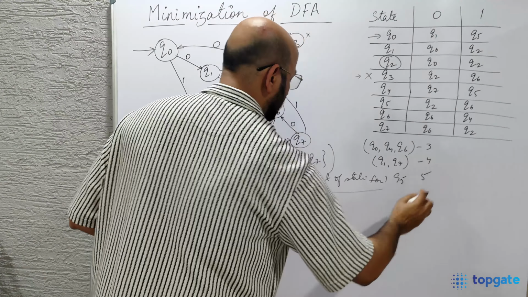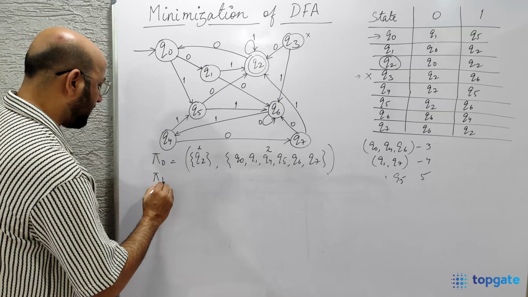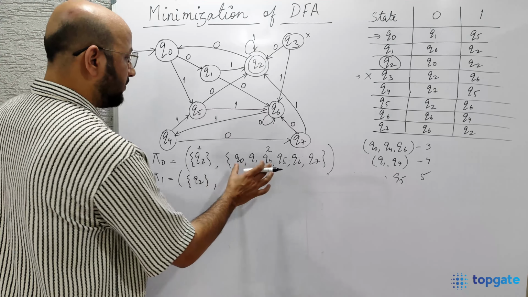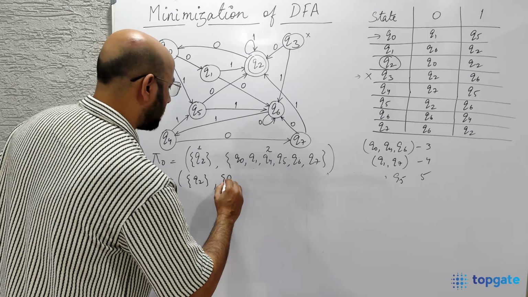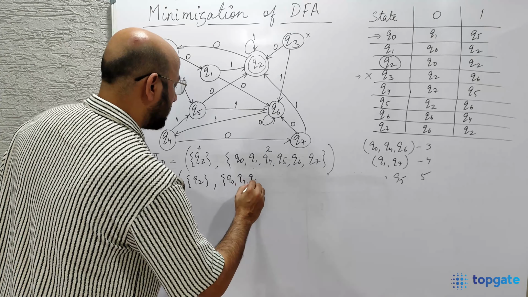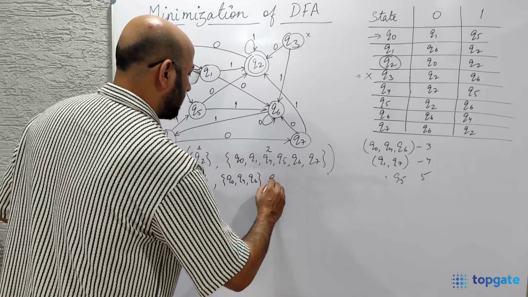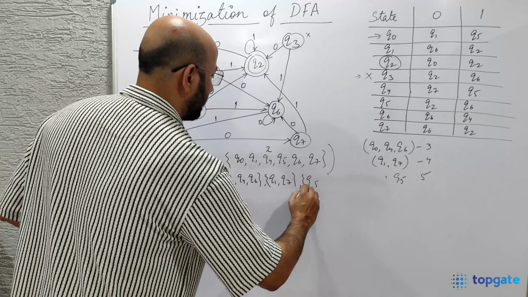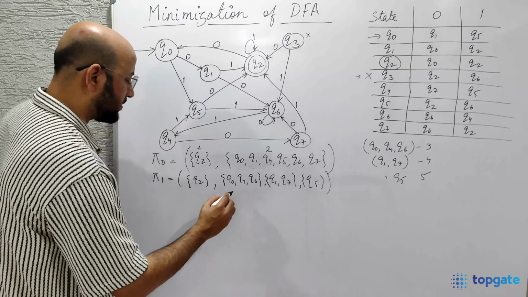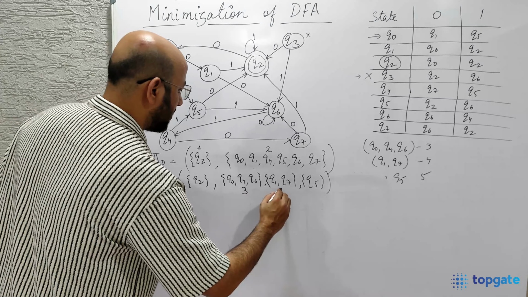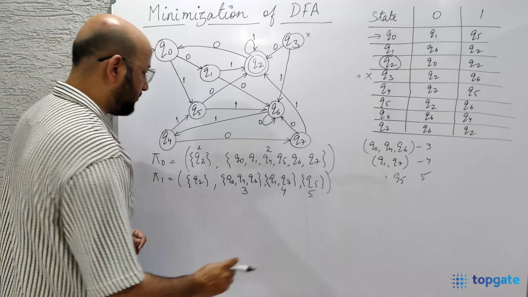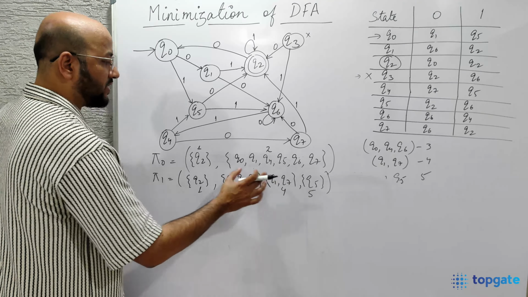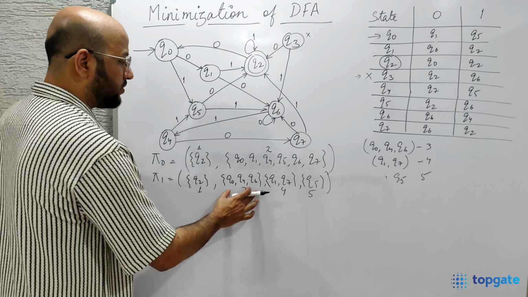So I'll just run it now. So now I've got my pi 1. In pi 1, what I can have is that q2 remains the same, and set number 2 is divided. I have got q0, q4, q6, and I've got q1, q7, and I've got q5. So now let's call these set number 3, set number 4, set number 5. Clear? So now I have set number 1, set number 3, 4, 5. Set number 2 is broken into 3 sets, 3, 4, and 5.